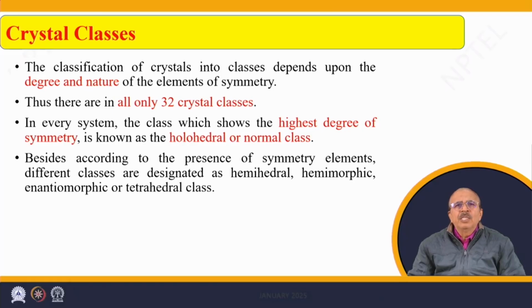Now the crystal classes. The classification of crystal into classes depends upon the degree and nature of elements of symmetry. There are in all only 32 crystal classes. In every system, the class which shows the highest degree of symmetry is known as holohedral or normal class. Besides, according to the presence of symmetry elements, different classes are designated as hemihedral, hemimorphic, enantiomorphic, or tetrahedral class.